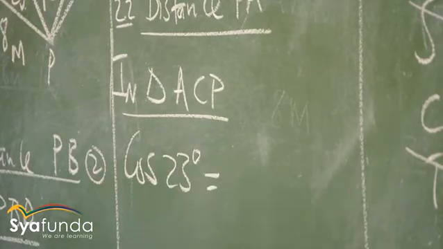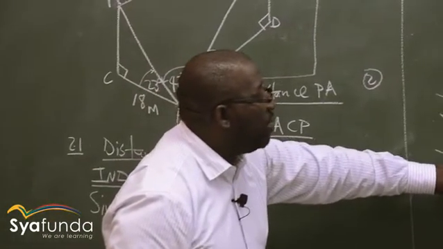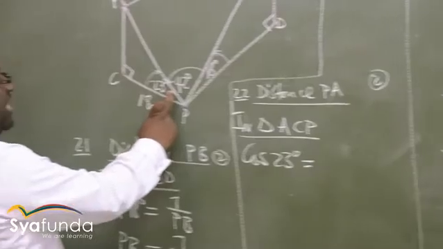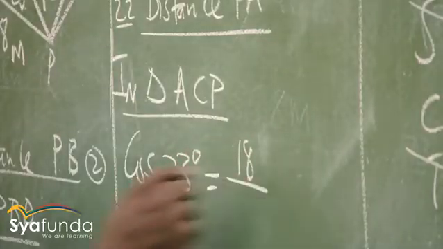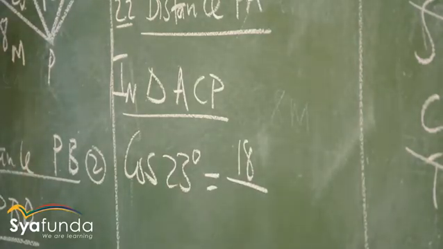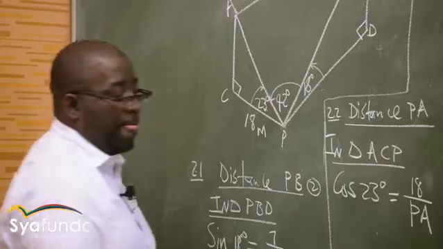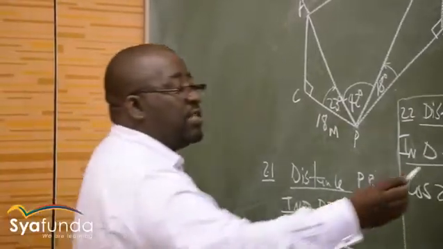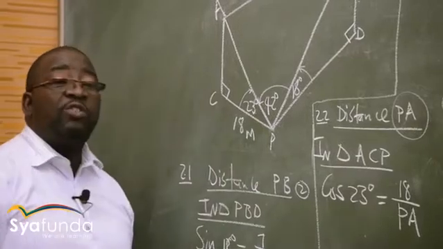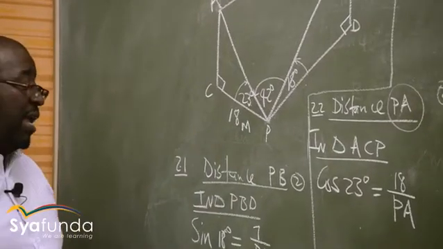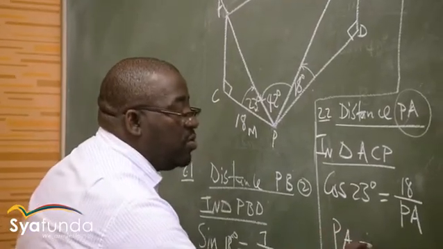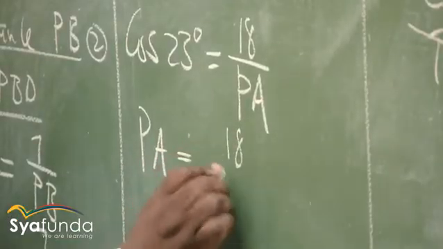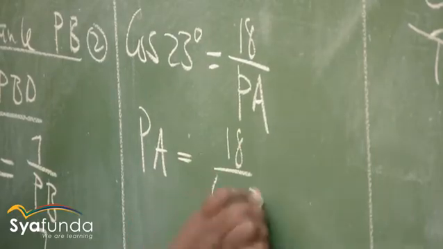It equals, in the definition of cos, adjacent over hypotenuse. Which side is adjacent here? It is side CP, which is 18 meters. 18 over the hypotenuse, over PA, the one that I'm looking for. Remember, we're required to find distance PA. So we need to make PA the subject of the formula. It's the same thing that we've done here. PA will then equal 18 over cos 23.